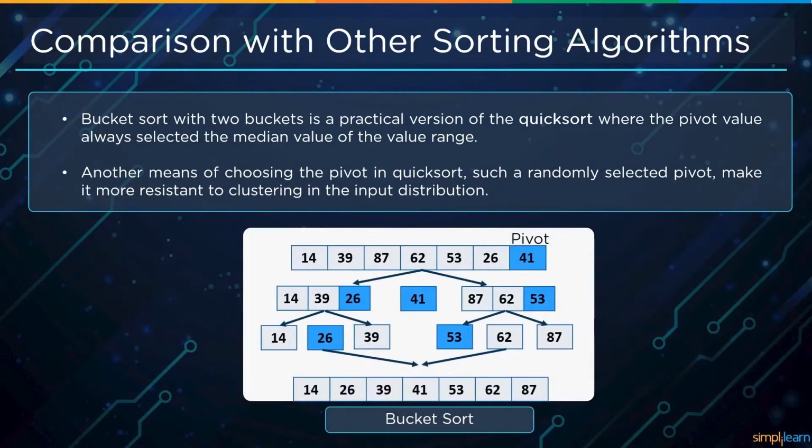Next, we will compare the bucket sort algorithm with quicksort. Bucket sort with 2 buckets is a practical version of the quicksort, where the pivot value always selects the median value of the value range. Another way of choosing the pivot in quicksort, such as a randomly selected pivot, makes it more resistant to clustering in the input distribution.